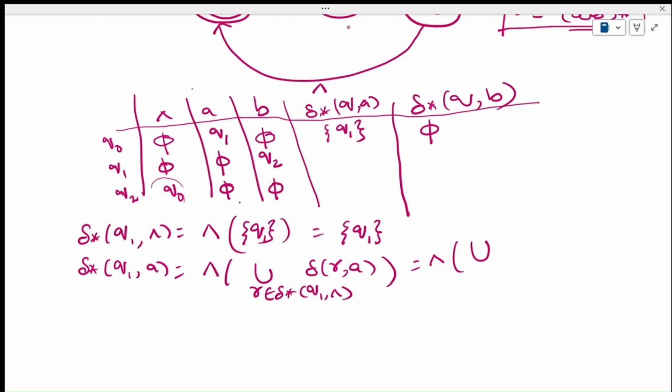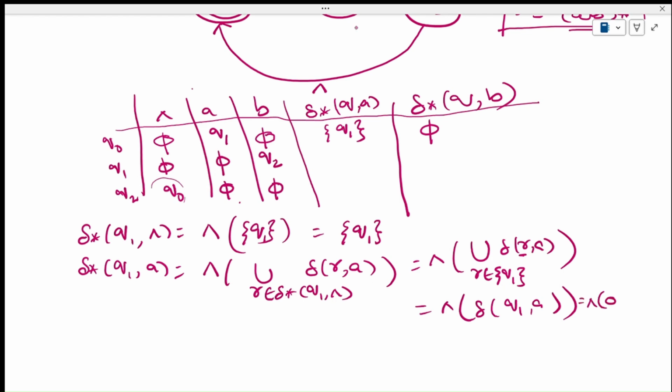So this becomes R that belongs to Q1, delta R comma A. Replace R with Q1, so it becomes delta Q1 on reading A. So see the table, Q1 on reading A is phi. So null closure of phi is phi.